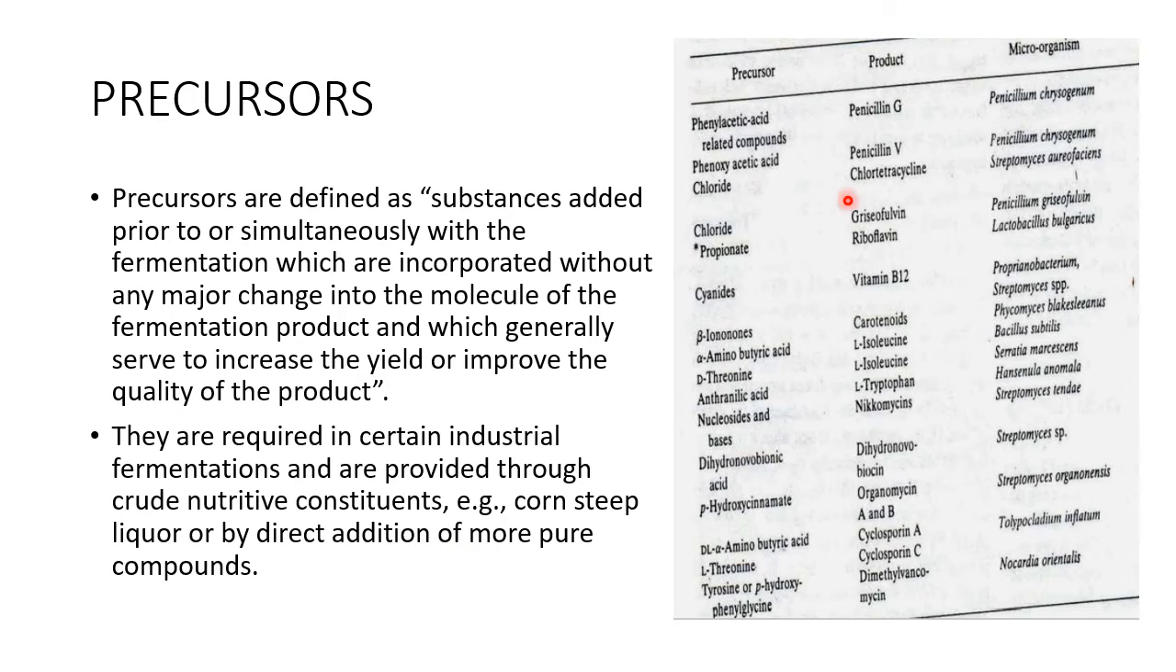Okay, so here are some examples. You can see the list here of precursors for some products. In the case of penicillin G production by Penicillium chrysogenum, phenylacetic acid is added. In the case of vitamin B12 production by Propionibacterium and Streptomyces species, cyanides are added. So they are the precursors and they are added in your media, but they will not harm your culture or the molecule or product that is being synthesized. Okay, so these are the precursors.